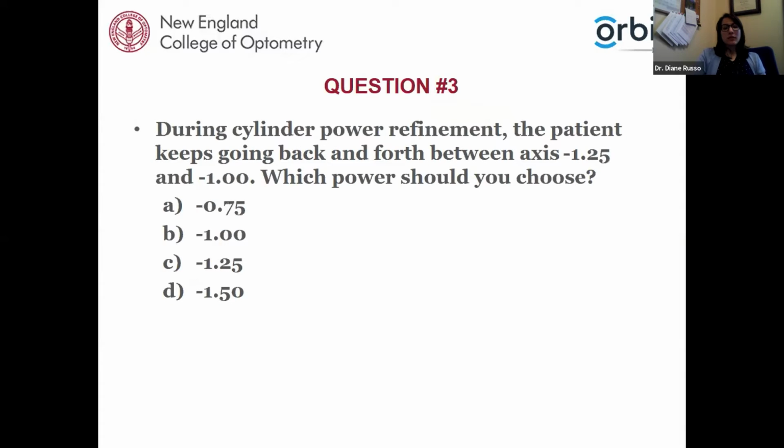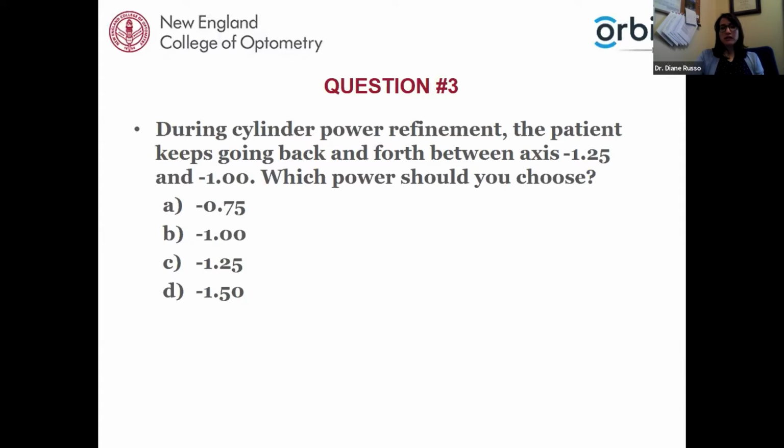So if our patient during the cylinder power refinement keeps going back and forth between -1.25 and -1, which power should you choose? All right, so 89% of you said -1, great. And then 8% of you said -1.25. So the vast majority said -1 or -1.25. I agree. Either one of those choices could work.